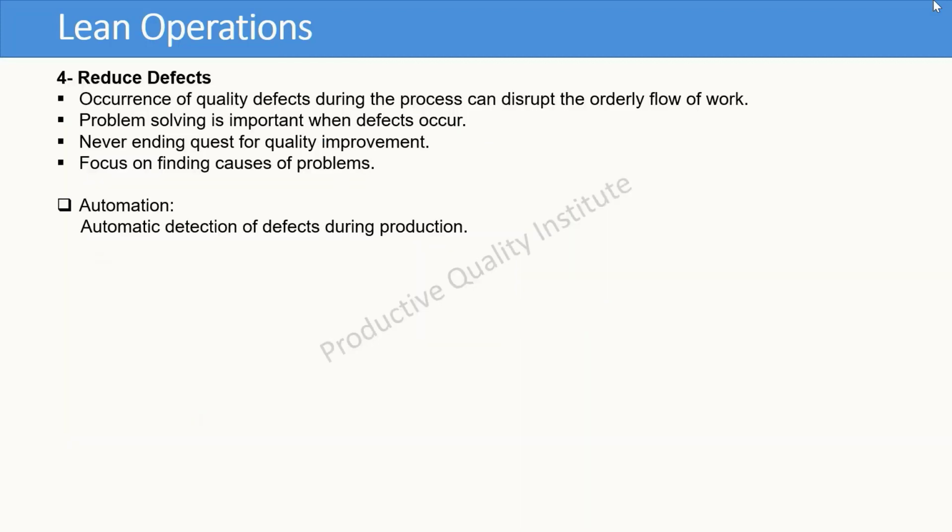Why is reducing defects very important for lean? Because the occurrence of quality defects during the process can disrupt the orderly flow of work. When defects occur, problem solving is very important to reduce defects, and you should focus on finding causes of problems. Also, you should try to adopt automatic detection of defects during production if possible. However, there is a never-ending quest for quality improvement.